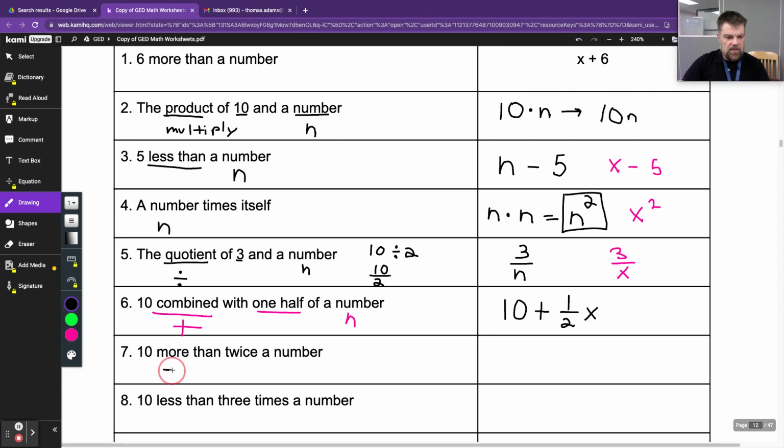10 more than twice a number. 10 more implies that you're adding 10 to twice a number. So we'll use x this time. How do you think you would write twice a number? So let's make up a number for the number. What do you think the number is? Just pick a number, make one up. 20. What's twice of 20? How'd you get that? So times by 2. There you go. So if I'm going to say twice x, what do you think I would write? Times by 2. Yeah, times it by 2. So we're going to times this by 2, but we're going to add 10 to it.